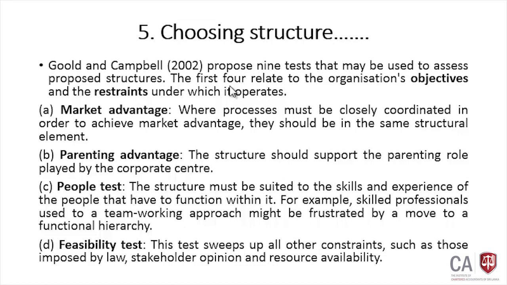For example, normally for skilled professionals, a functional hierarchy is not the ideal one. They can't use their skills, no. But a team working approach may be the ideal. If you ask team working structure people to move to a functional hierarchy, then they may not be happy with that, right? Then feasibility test. This test sweeps up all the constraints such as those imposed by law, stakeholder opinion, and resource availability. Whatever structure you select, check whether it is practicable to implement, right? For example, compliance with the laws.